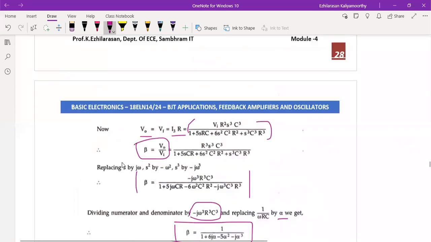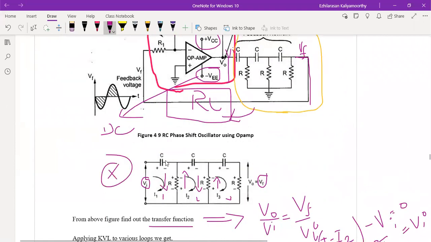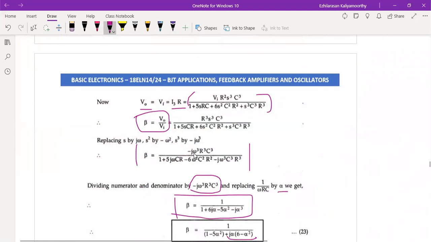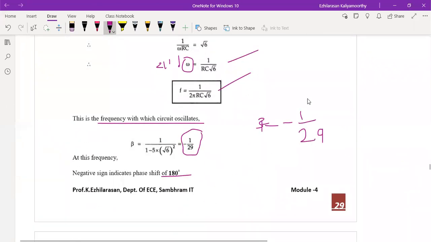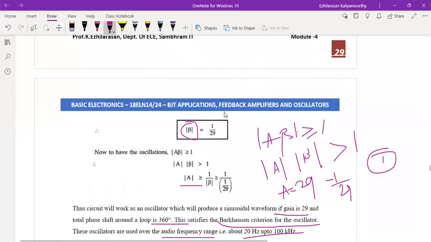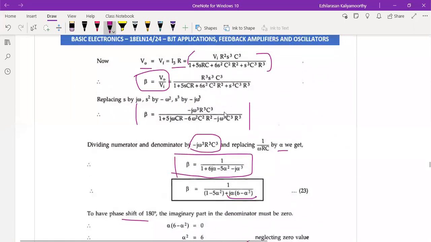One of the very important questions in the examination may be this derivation, but in your book this derivation is not clearly given. Once you know this derivation, it will be very easy for you. They may ask this in the examination as a 10 mark question. That is nothing but the RC phase shift oscillator.